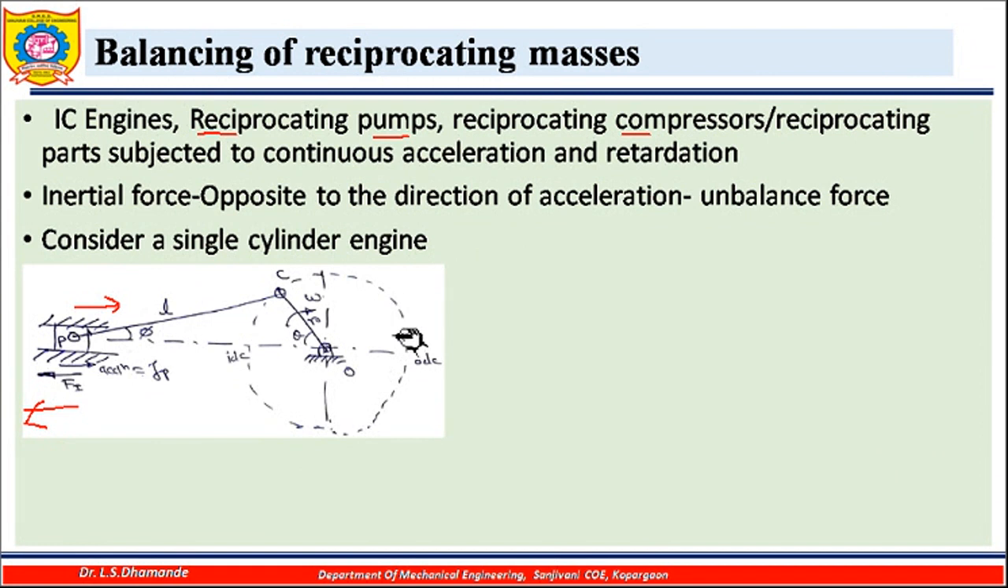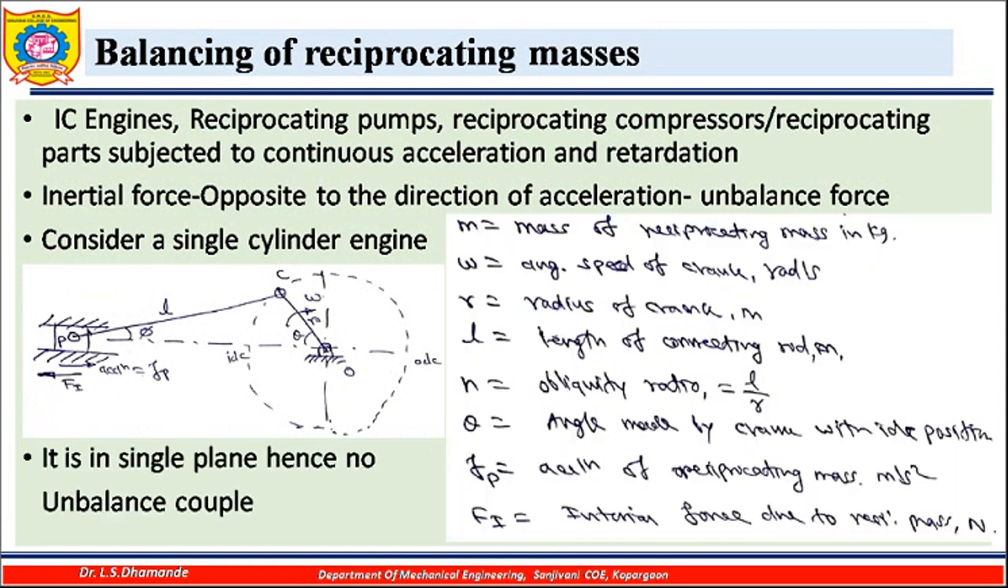Now we will see how to calculate the magnitude of this inertia force, or unbalanced force, and how we can balance it. In this system, let m be the mass of the reciprocating parts in kg, omega the angular speed of the crank, r the radius of the crank, and l the length of the connecting rod. All dimensions are in meters, omega is in radian per second and the mass is in kg.